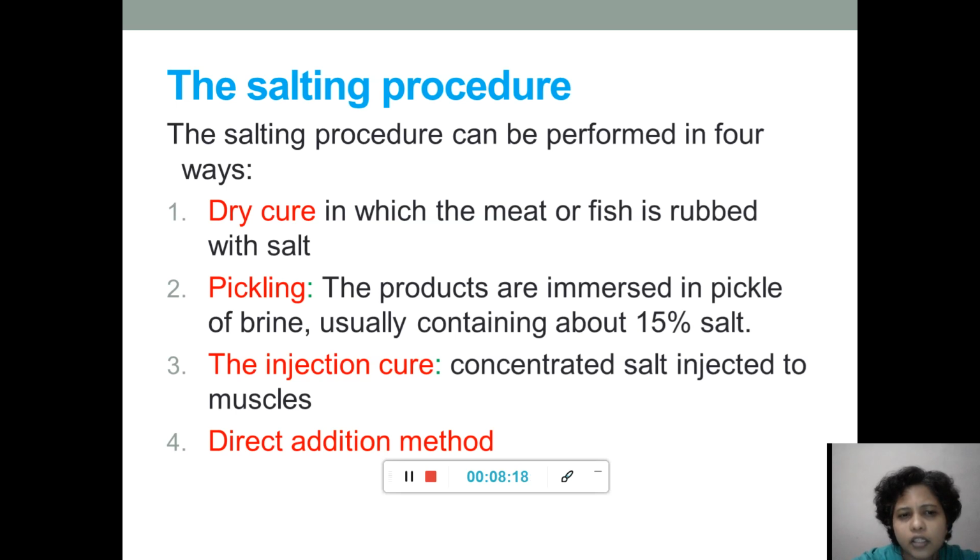So the salting can be done by different methods. One is the dry cure method, where the fish or the meat is rubbed with salt. Then the pickling method, where usually 15% salt is used and the product is immersed in a pickle of brine. That is what I told you, like we have the salted gooseberry or sometimes you have salted pineapple. It's too tasty. Then you also have the next method of salting called the injection cure, where concentrated salt is injected into the muscles of the meat and all that. Then you have the direct addition method. So these are different salting methods.